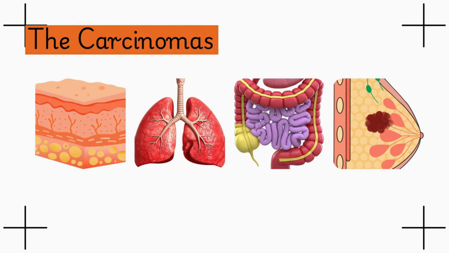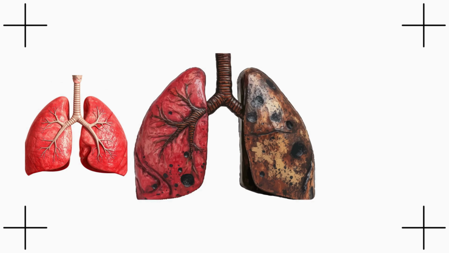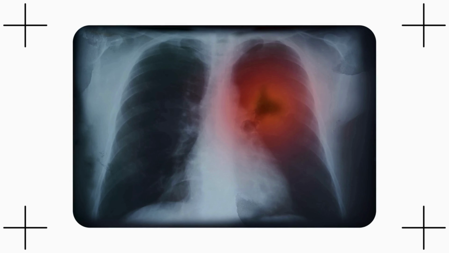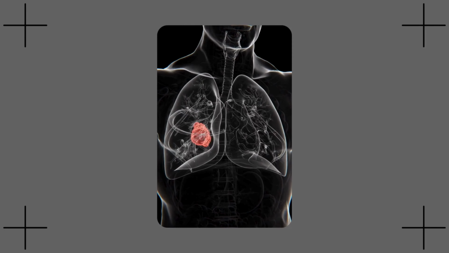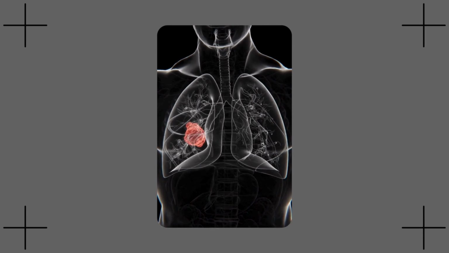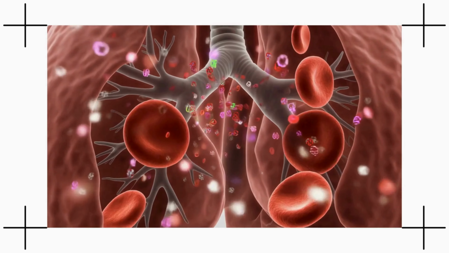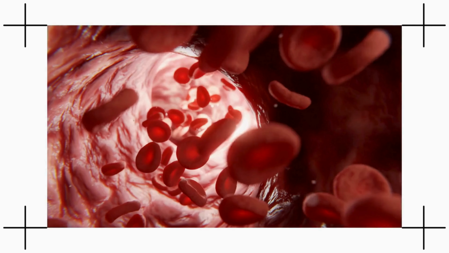Let's begin with lung cancer. This is the one most famously linked to a single powerful habit: smoking. And while smoking is the biggest risk, it's not the whole story. Lung cancer starts in the spongy tissue of the lungs, more specifically in the cells that line the air passages.